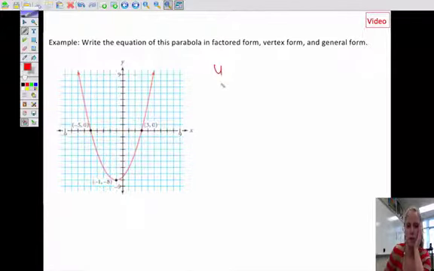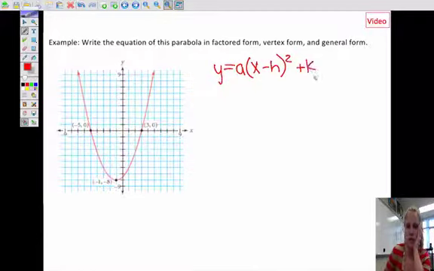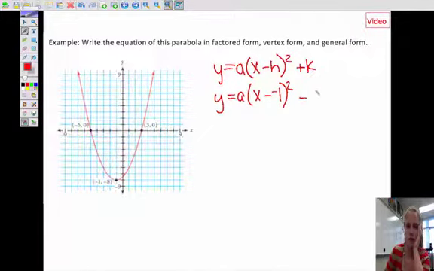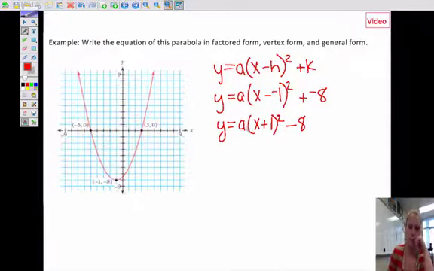I know the equation for vertex form is y equals a times (x minus h) squared plus k. Okay, so if I go ahead and plug in my vertex, I have y equals a times (x minus a negative 1) squared minus, or plus, a negative 8. Okay, so I can also write that as y equals a times (x plus 1) squared minus 8. Okay, and notice that I'm missing my a, so I need to figure out what my scale factor is.